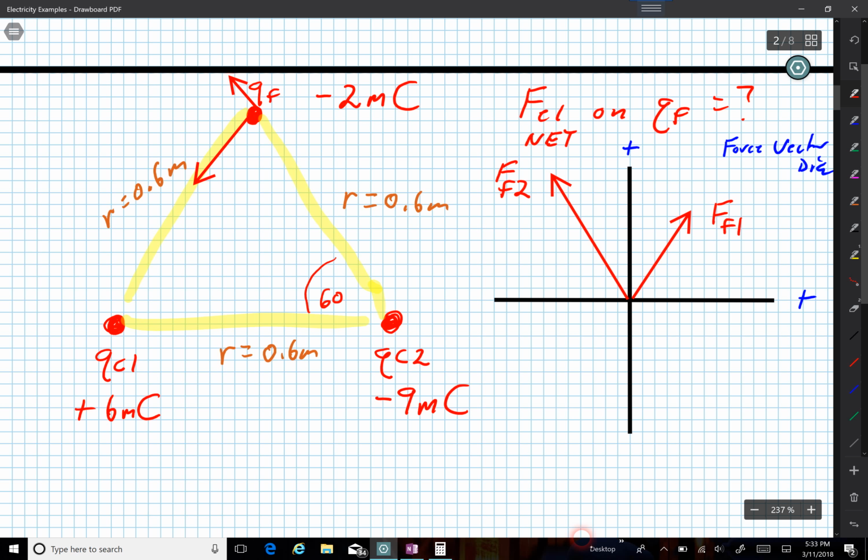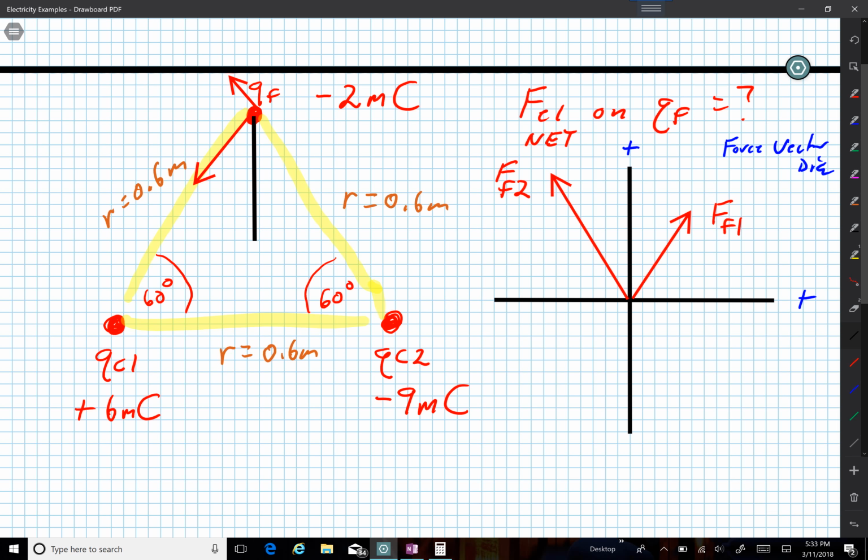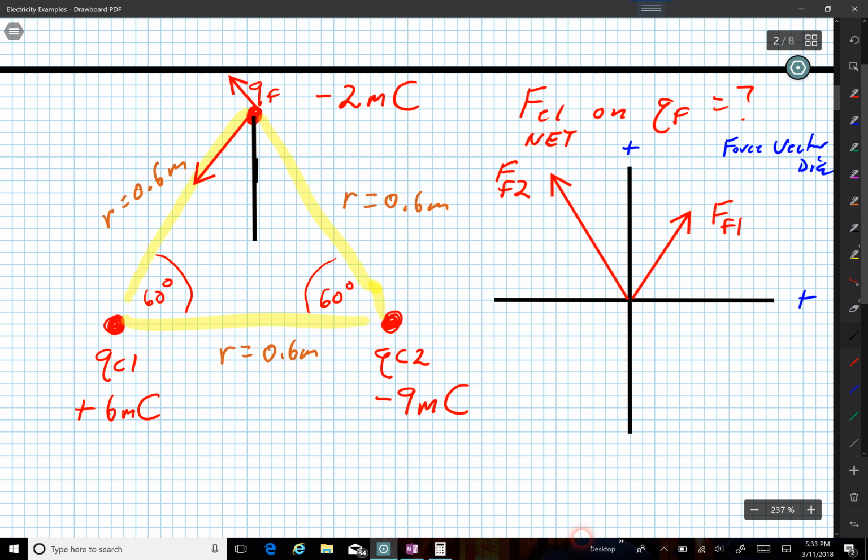Okay? And now I need to do a little bit of geometry stuff. I know that this is 60 degrees, this is 60 degrees, this is 60 degrees. But I'm going to make a little construction here for myself. Watch this. If I just add a little line here straight down, and maybe I even drag it up a little bit, let's see.